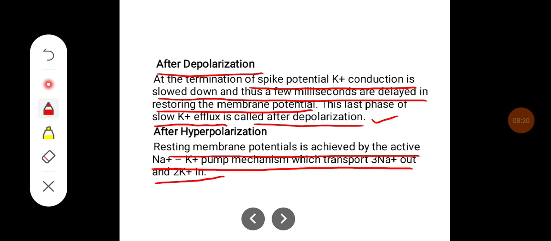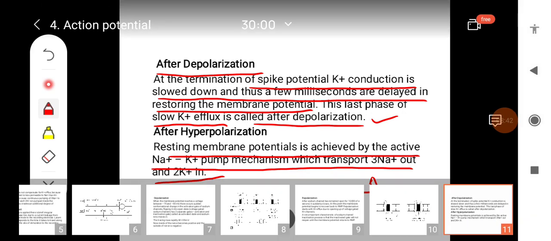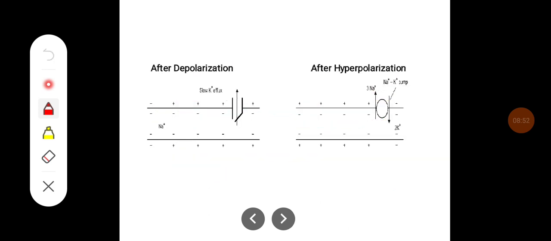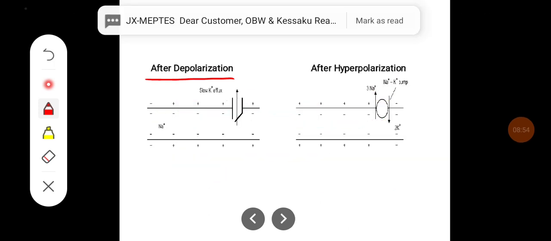So after hyperpolarization occurs because of the delayed closure of the potassium channels, which causes more negativity inside the cell because of the delayed potassium efflux, and by putting some sodium outside the cell, it is going to bring the resting membrane potential back to normal. So that is done by the sodium potassium pump. So this is the ionic basis of after depolarization.